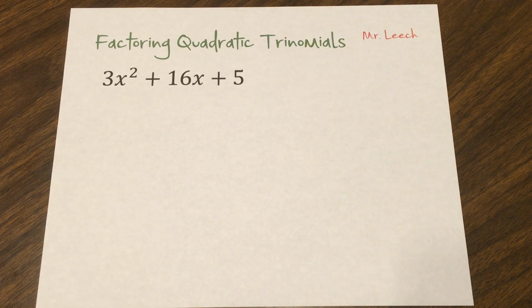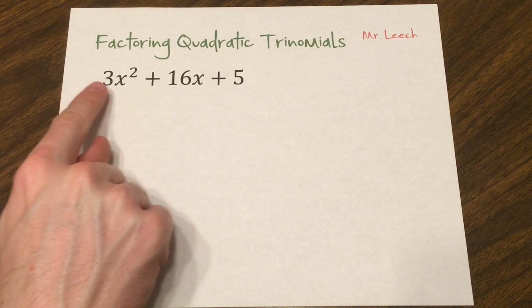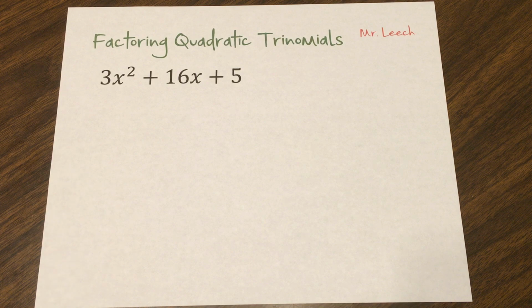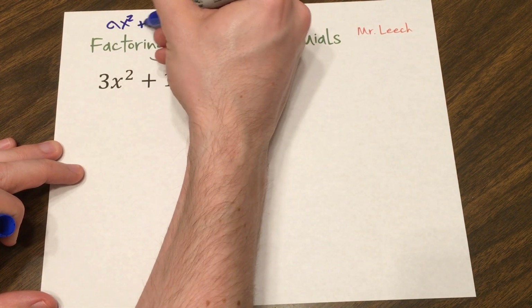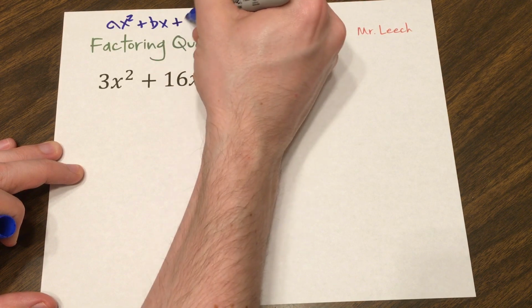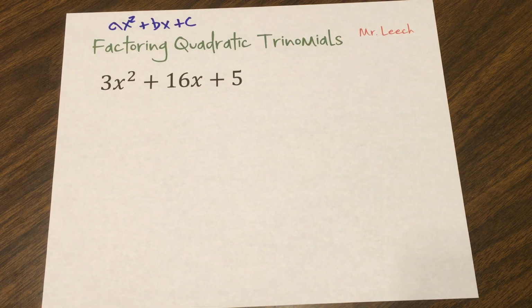Now that we've seen one of every type, let's look at ones that have an a of 3. When I say a, I'm talking about the standard form of ax squared plus bx plus c. So the a is 3. Doesn't really change things too much. Just going to have more algebra tiles to work with.